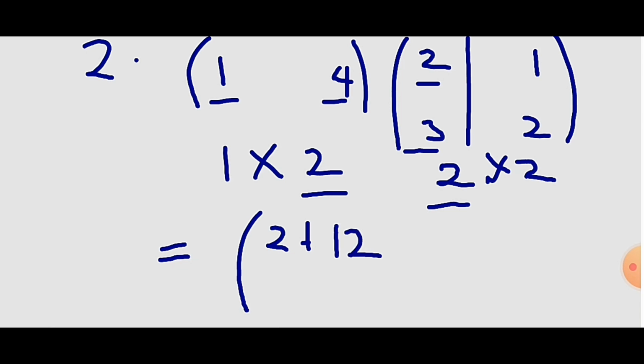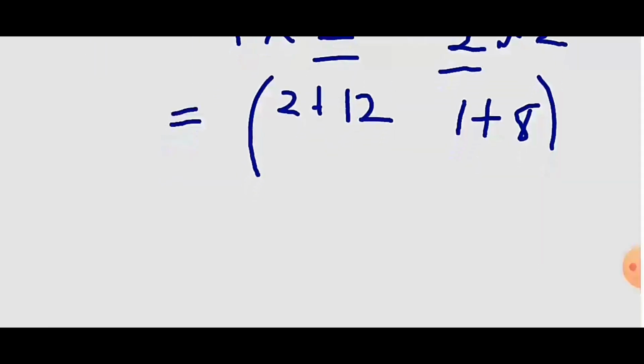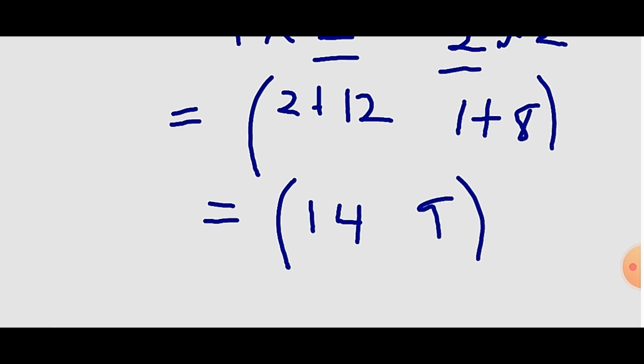Then repeat with the last column. The first should multiply the first, that is 1, plus the second should multiply the second, that is 8. That will give us finally 14, 9. Let's go to another example, that is example number 3.